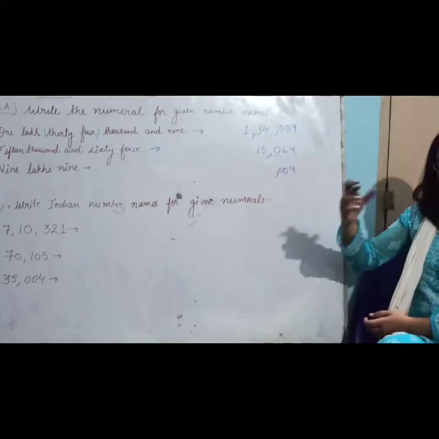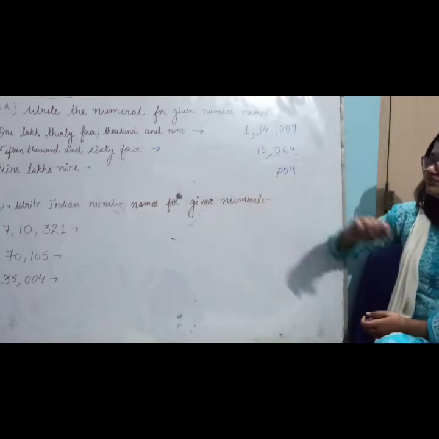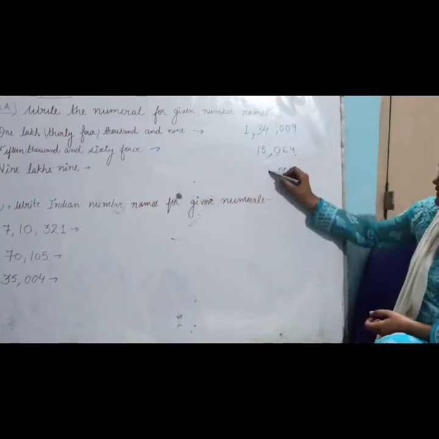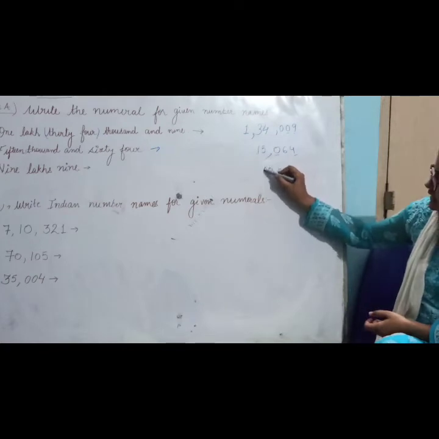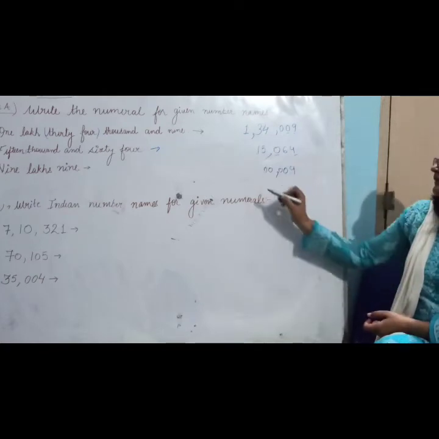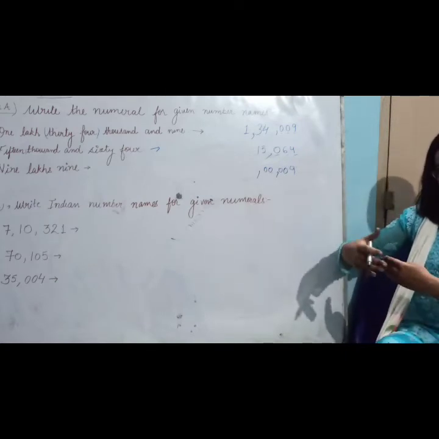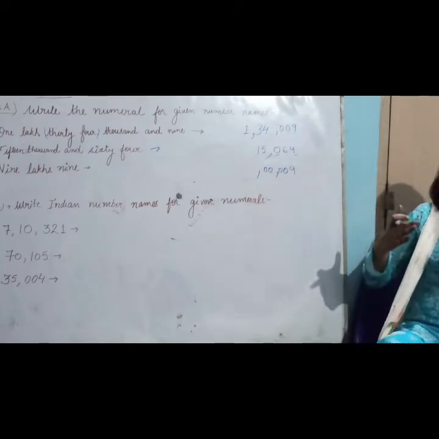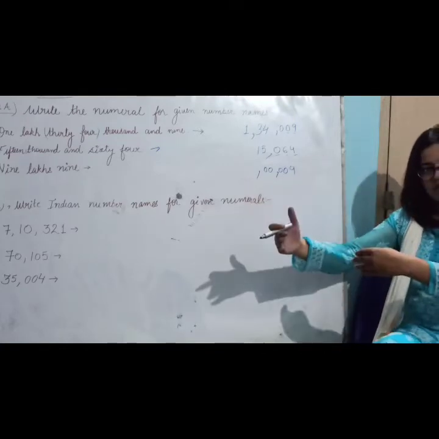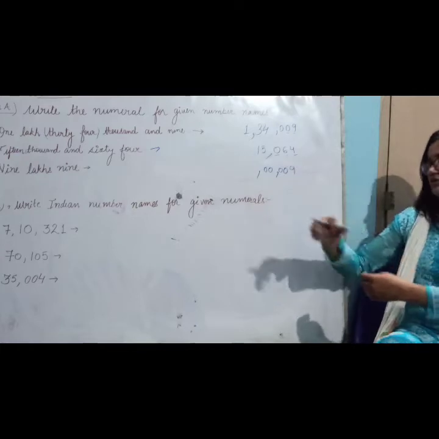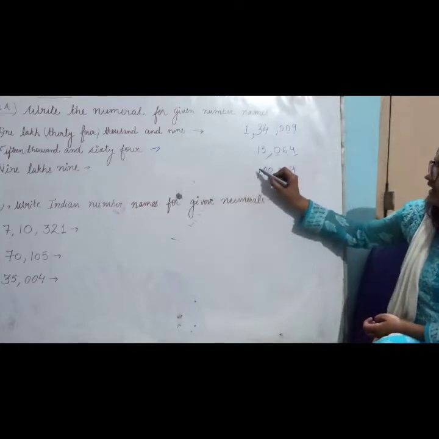Then after that there will be the thousands group. How many thousands are there? There are no thousands. So what are we going to write in the thousands place? 0 for 1,000 and 10,000 also. Then again put a comma. Then after thousands there is lakhs. See, first is the hundreds group, then the thousands group, then the lakh group. In the lakh group, how many lakhs are there?